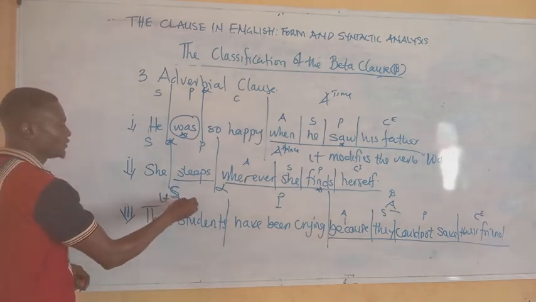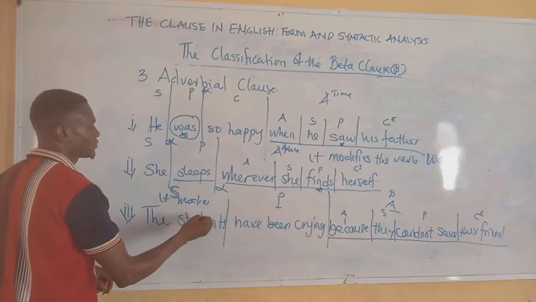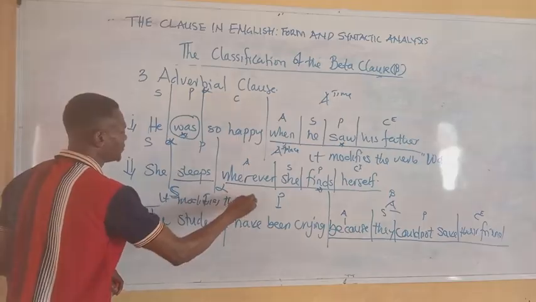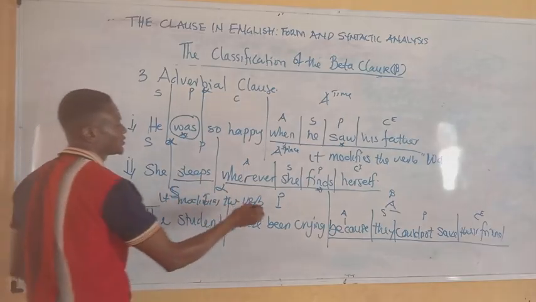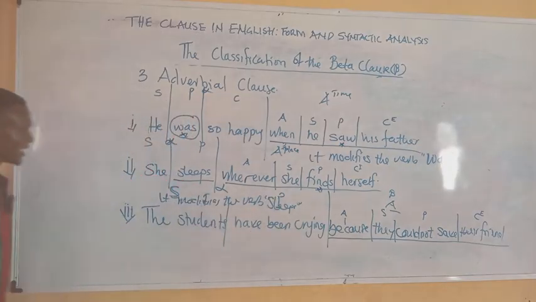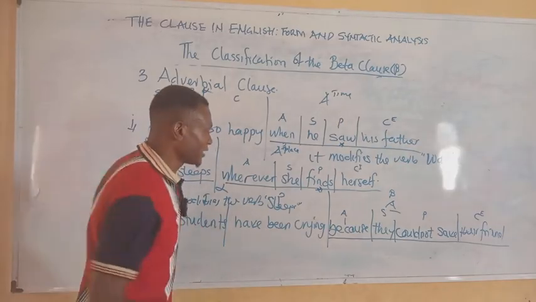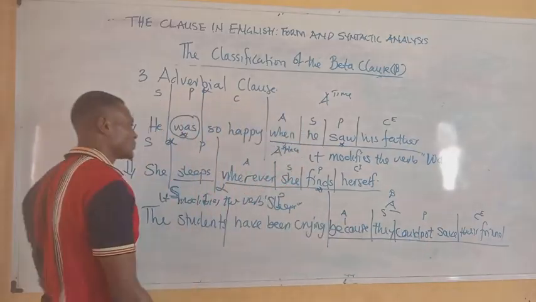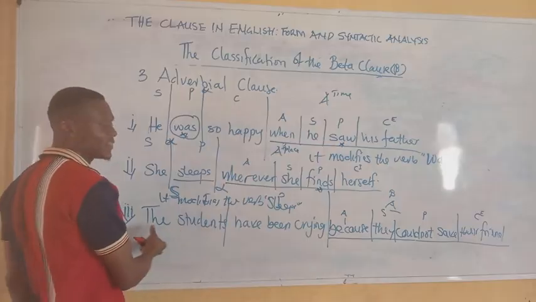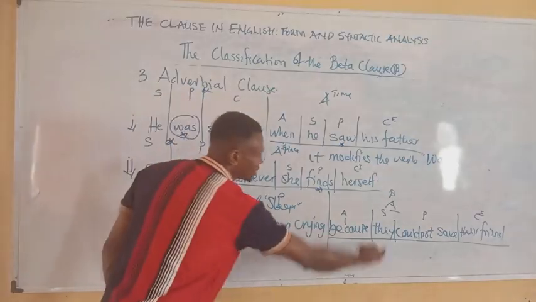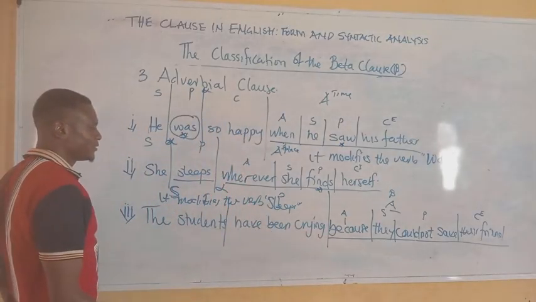So what will the function be now? It modifies the verb. How many verbs do you have there? One. So the verb sleeps. Quote it. The last one, the students have been crying. So you are not concerned with the verb in the underlying expression. You are looking at the verb outside the expression. You get it? So: because they couldn't save their friend.